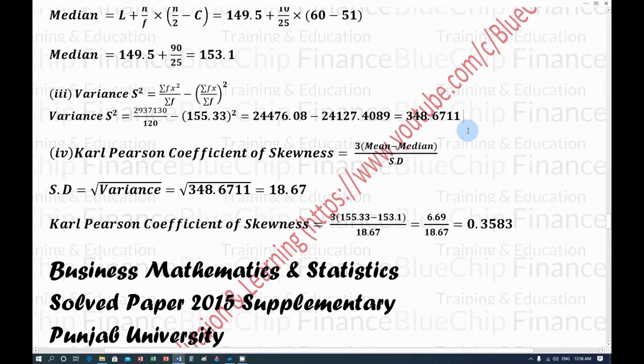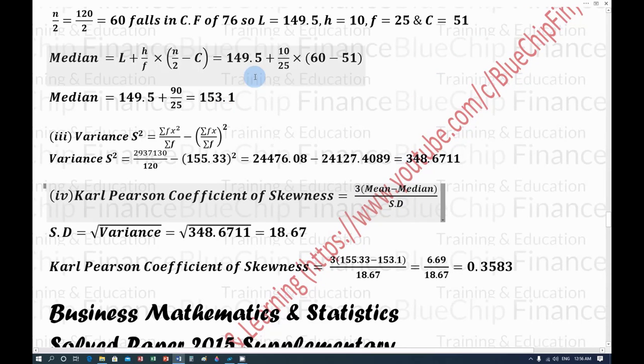Now your fourth requirement is to calculate Karl-Pearson coefficient of skewness. There are two methods to calculate it. One is mean minus mode divided by standard deviation, and the second method is 3 multiplied by mean minus median over standard deviation. We should take the second formula because we have no mode here. If we choose the first formula, we have to calculate the mode first, but we have median and mean, and we also have variance. Through variance we can calculate standard deviation, so we prefer the second formula.